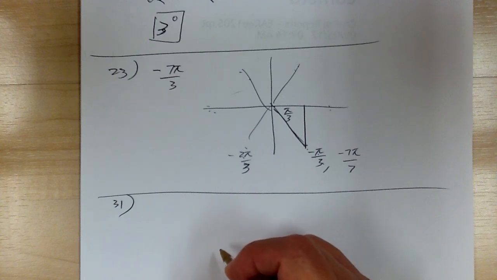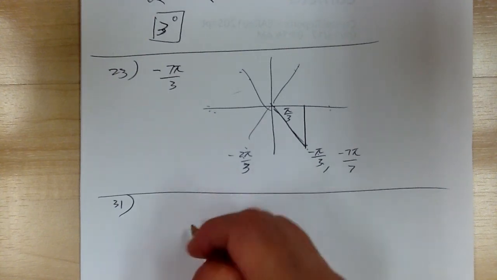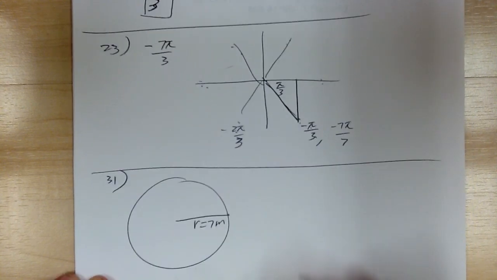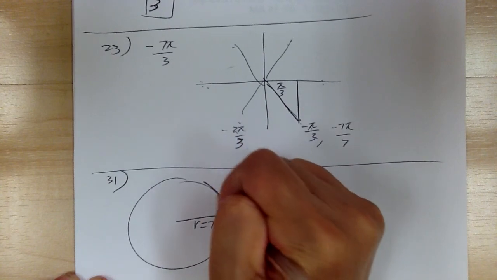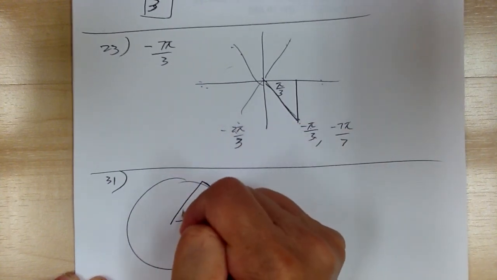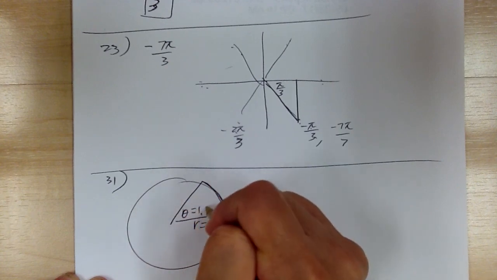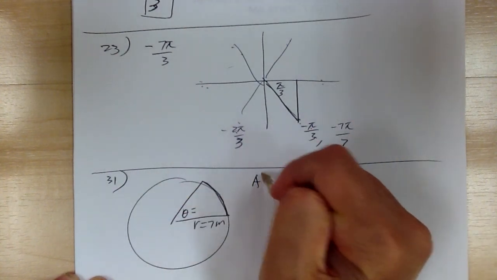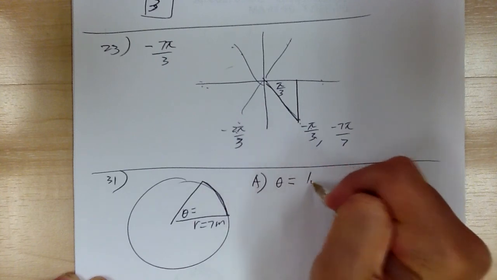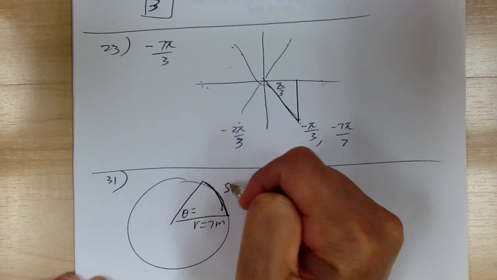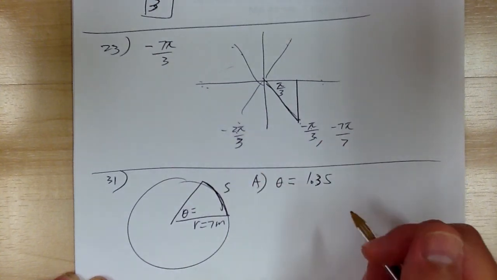Number 31 is a circle with a radius of 7 meters. Find the length of the arc subtended by the central angle theta. I'm going to do it on the side over here because I need to do multiple parts. For part A, theta equal to 1.35 radian, and you're looking for the arc length. You can remember this is a review from a previous test, right?